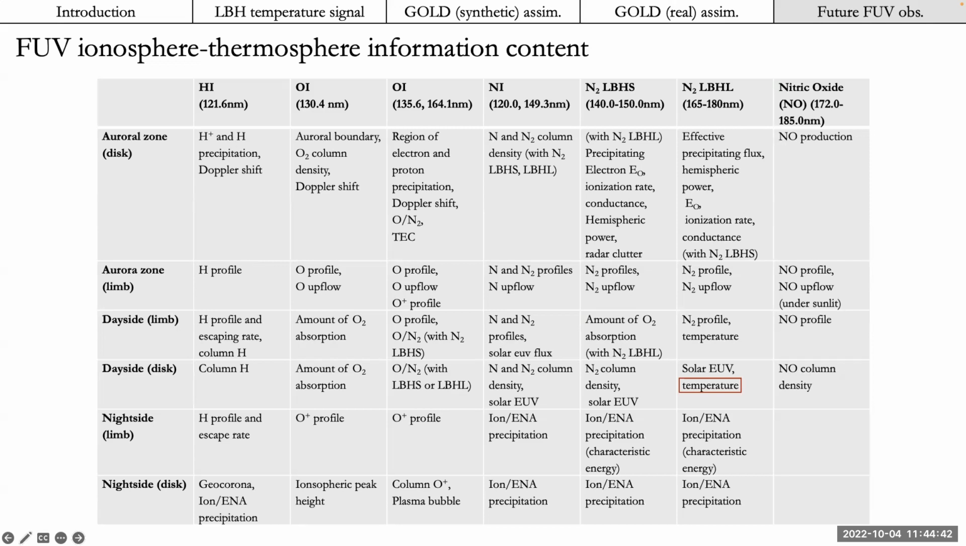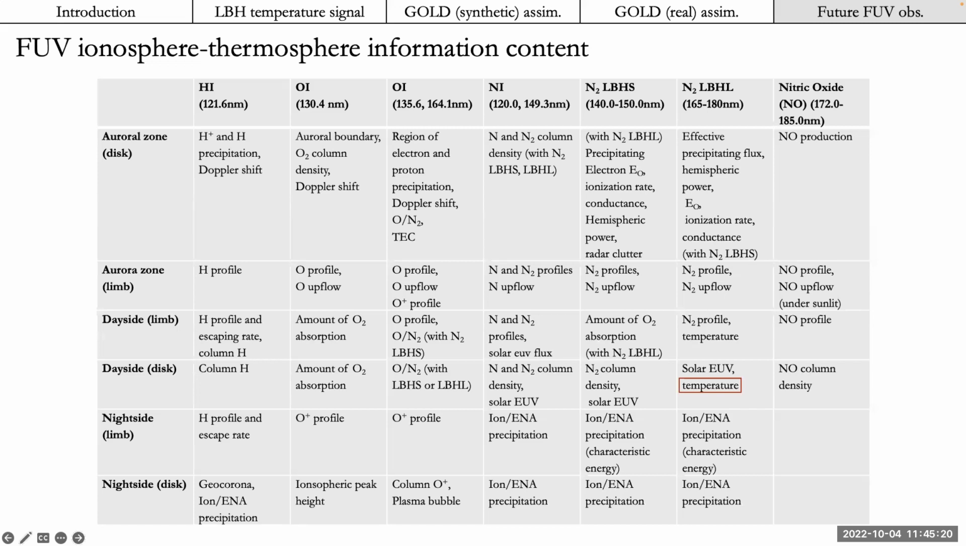Going across the top, you can see the hydrogen atomic line, two atomic oxygen lines, a nitrogen line, the N2 LBH bands, and then the NO bands. The insight that each of these emission features provides is a unique look into the thermosphere-ionosphere state, and can vary depending on the different viewing conditions, whether that be day, night, aurora, or limb and disk, and that's all summarized in this table.